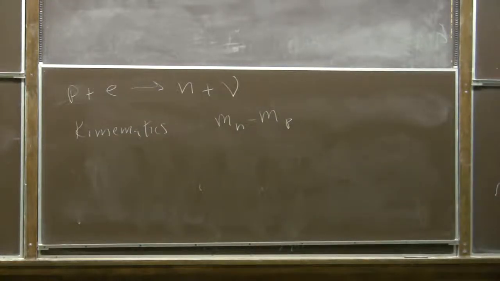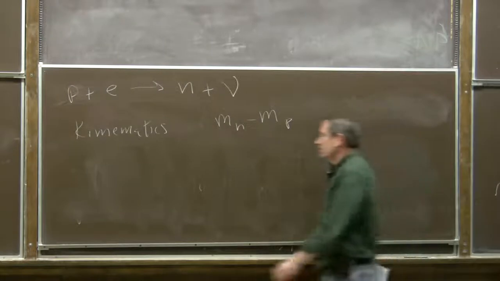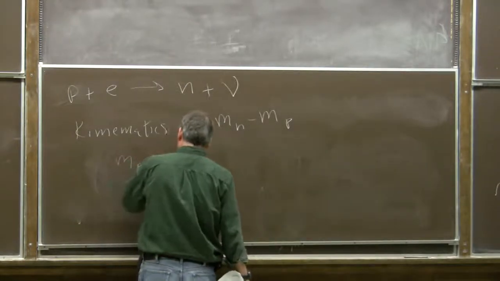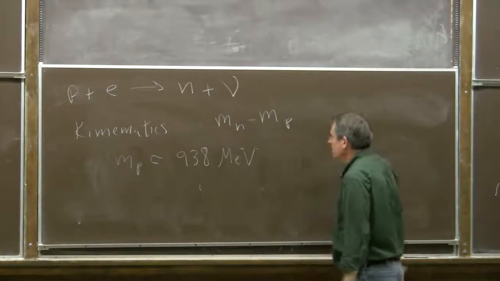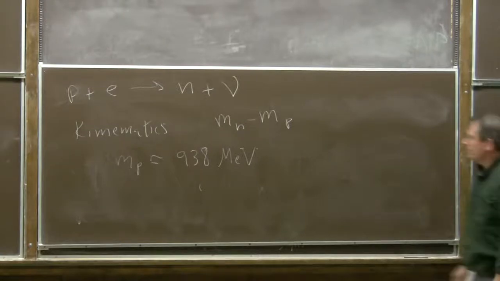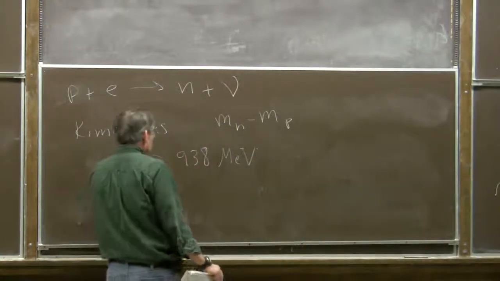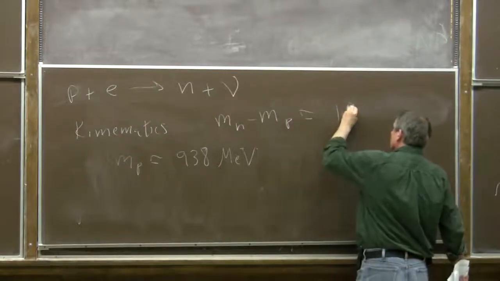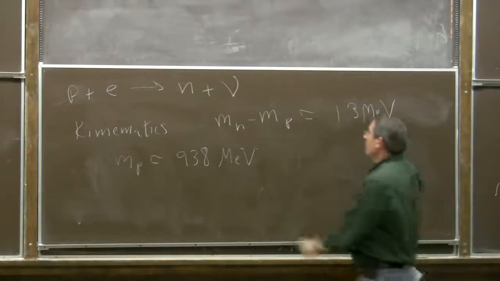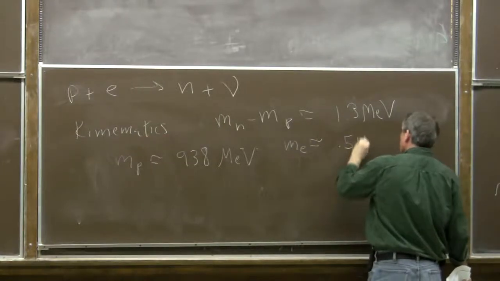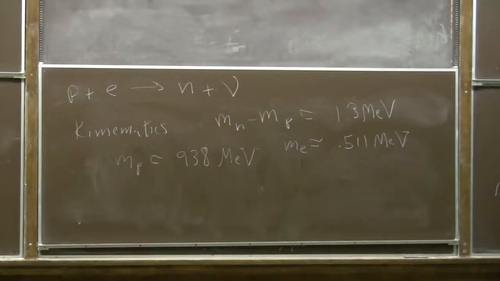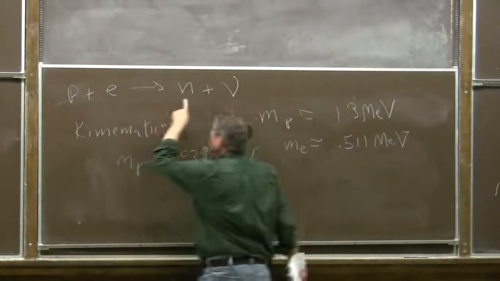What's the mass of a proton, roughly, in MeV? It's about, isn't it, about 938 MeV? About a GeV. A neutron is heavier than a proton by about 1.3 MeV. Somebody already told me that the mass of an electron is 0.511 MeV. Okay, so it's just not kinematically favored, unless you had a lot of energy, for a proton and electron to make a neutron.